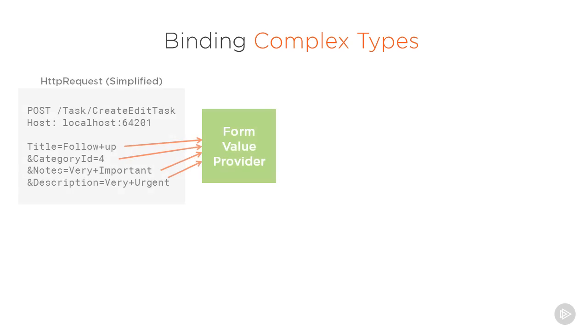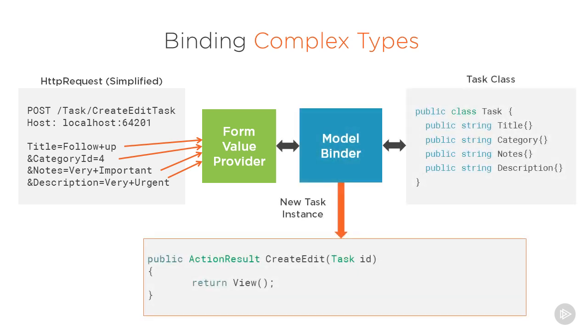One of the powerful features of the model binder is that it understands how to bind complex types in addition to simple types like integers. For example, if we were to submit the create task form in our application, the form value provider would collect all of the posted key value pairs from the request body and make those available to the binder. The model binder then uses reflection to traverse the properties of the action method parameter class and match them up to values in the form value provider.